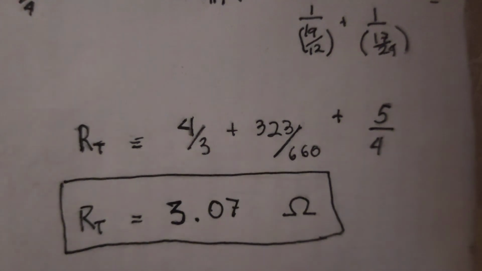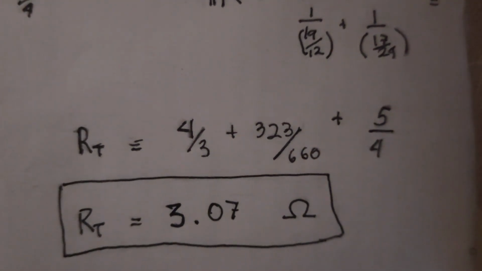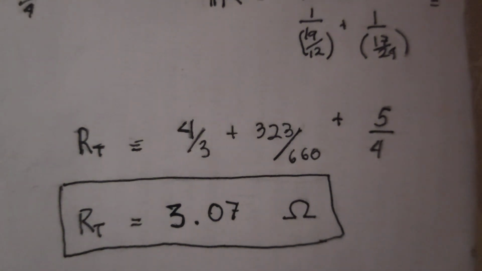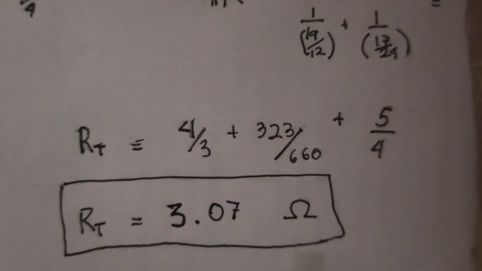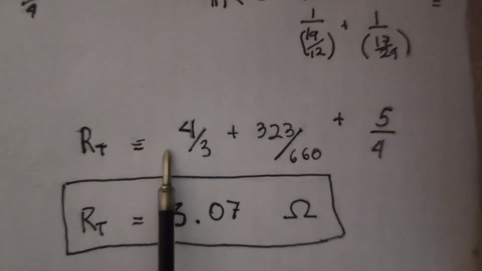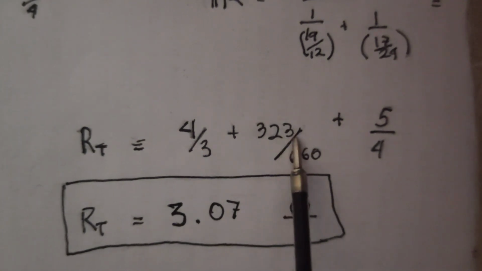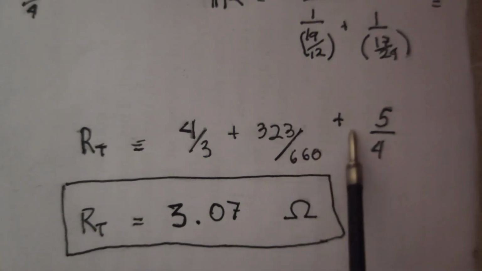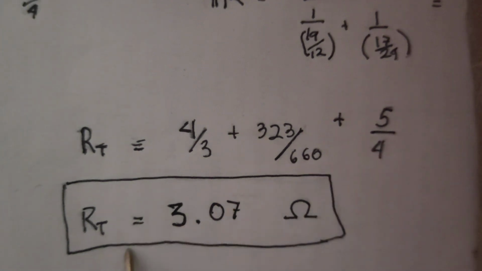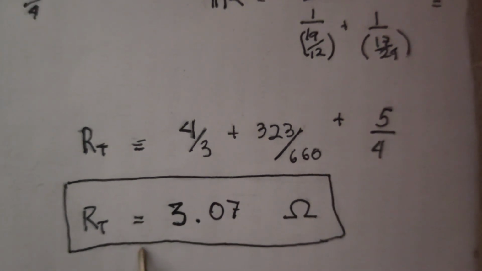Then after that, it would be a very simple circuit composed only of resistances that are in series. So you just add up the 4 over 3 plus 323 over 660 plus 5 over 4. So the total resistance of the whole circuit is equal to 3.07 ohms.